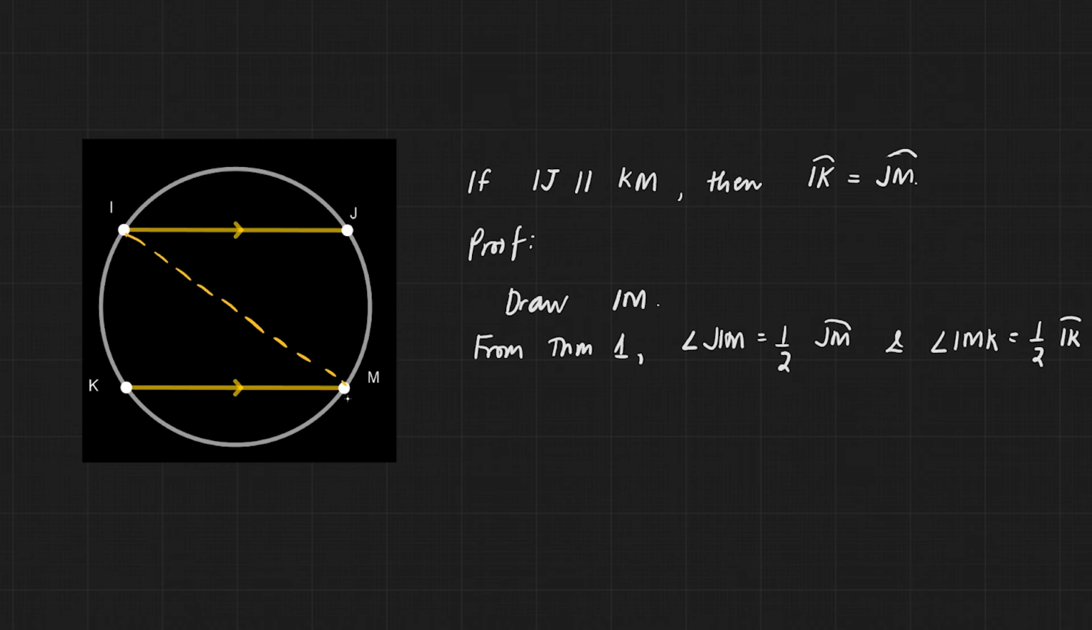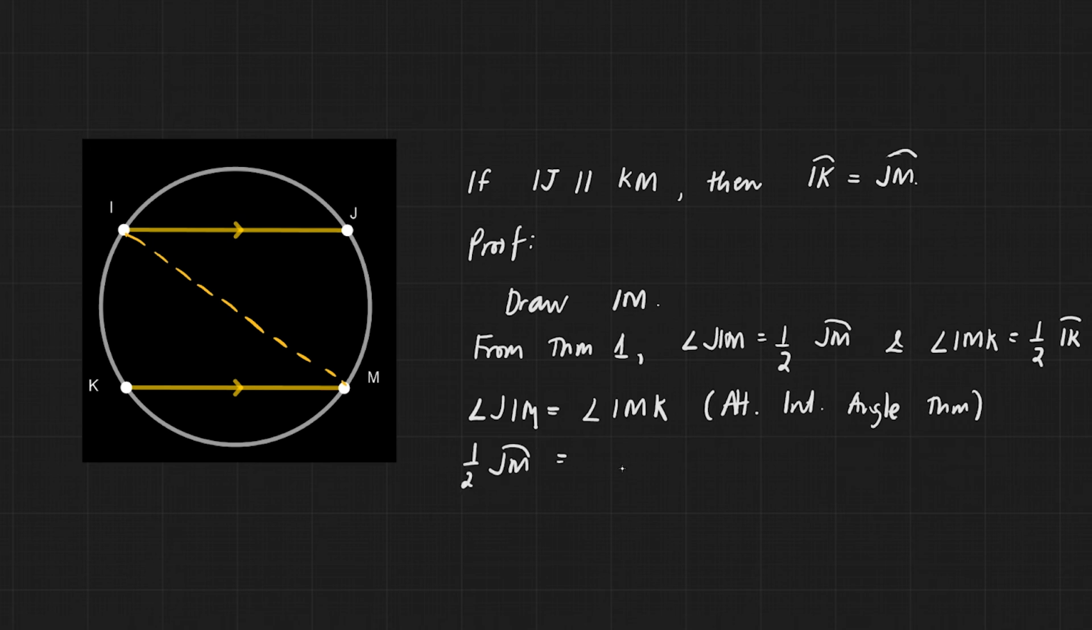It's because parallel lines cut by a transversal. Can you still remember parallel lines cut by a transversal? And we know that angle JIM is equal to angle IMK because of the alternate interior angle theorem. Let me write that one. By the alternate interior angle theorem, angle JIM is equal to angle IMK. Now, by substitution, angle JIM is equal to 1/2 of JM, and also angle IMK is equal to 1/2 of IK. This is by substitution.